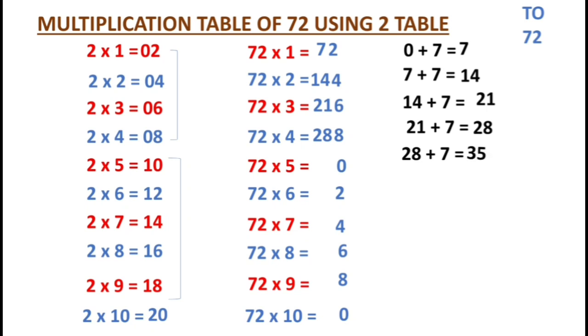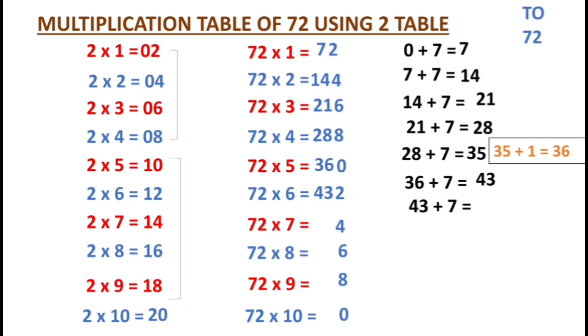See, the tens place is changing from 8 to 10, 0 to 1. It's changing. So what will we do? We will add plus 1. 35 plus 1, we get 36. Now 36 plus 7, what do we get? We get 43. 72 6s are 432. Now what should we do? 43 plus 7, we get 50. 72 7s are 504. Now 50 plus 7, we get 57.